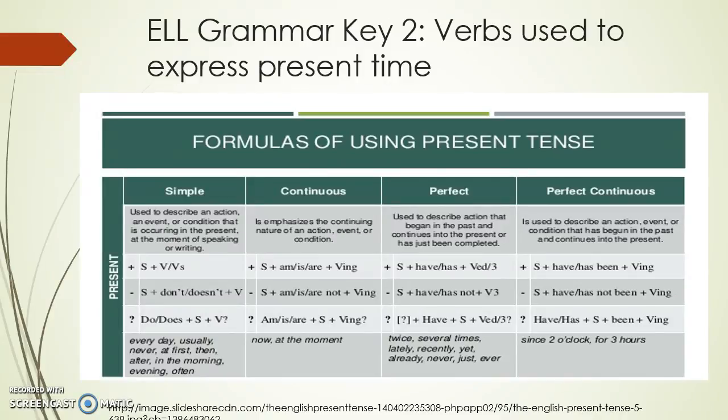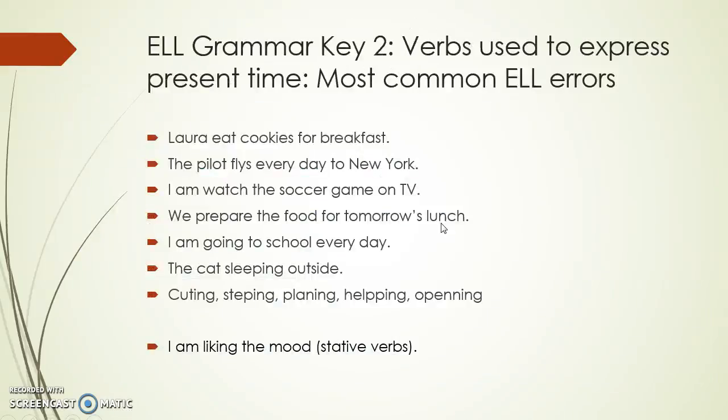The second grammar key is the verbs used to express present time. Okay, when we talk about the present tense, there are 4 different forms. We have the simple present tense, the present continuous, the present perfect, and the present perfect continuous. Okay, each of them has different uses, and the book clearly states them. What are the mistakes that most ELL learners make? Well, let's look at the first one.